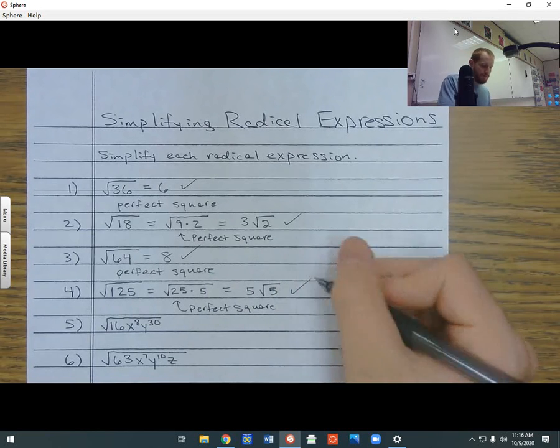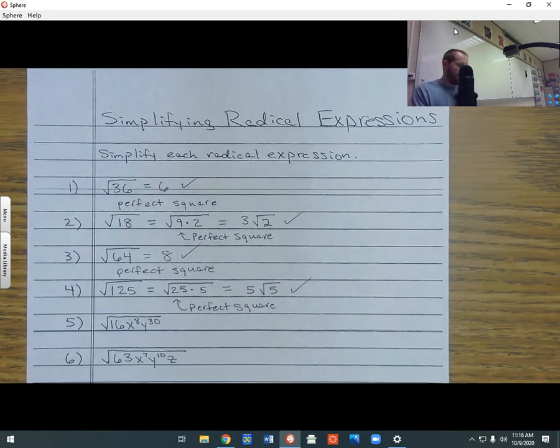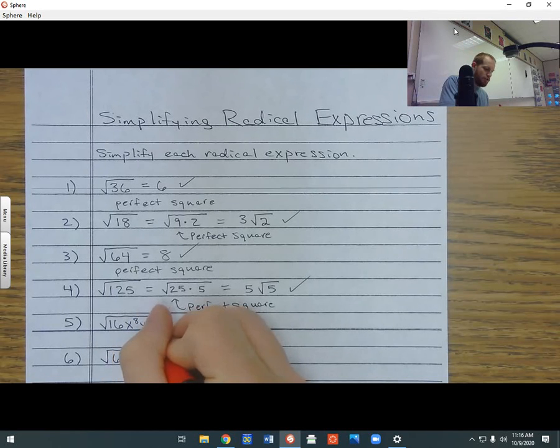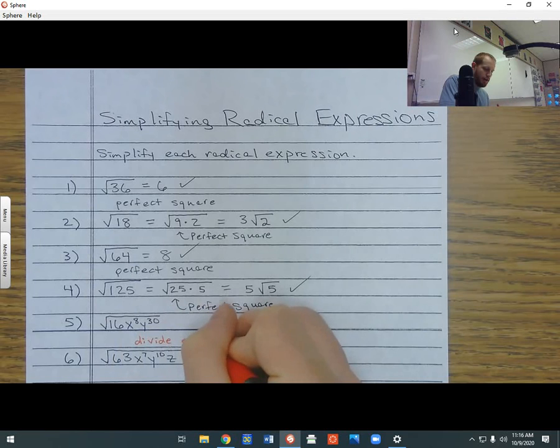Okay, so those are just numbers. But what if your problem asks for a variable? What are we going to do with these? Well, what we're going to be doing with variables is, at least for square roots, you're going to be dividing the exponents by 2. So we're going to divide exponents by 2 and see what happens.